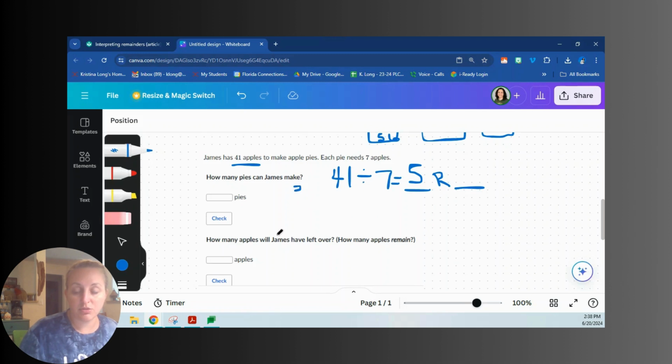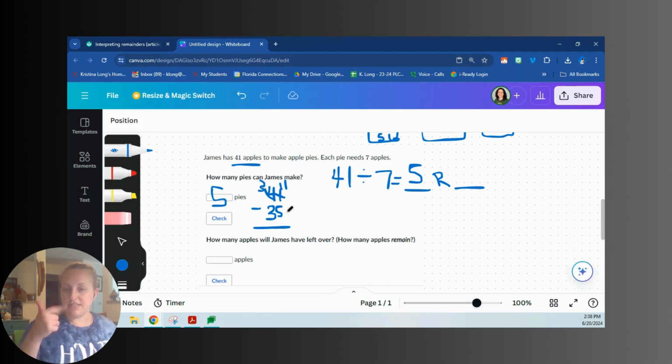So we're going to have to do, oops, a mistake. I wrote the wrong number. I'm going to have to take how many apples he started out with, 41, and subtract the 35 to see how many apples are left over. All right, so he made 5 pies. And then I'm going to do some subtraction. I have to regroup 11, and this is going to be a 3. 5, 6, 7, 8, 9, 10, 11. He would have 6 apples left over. 6 apples left over. Almost enough for another pie, right?